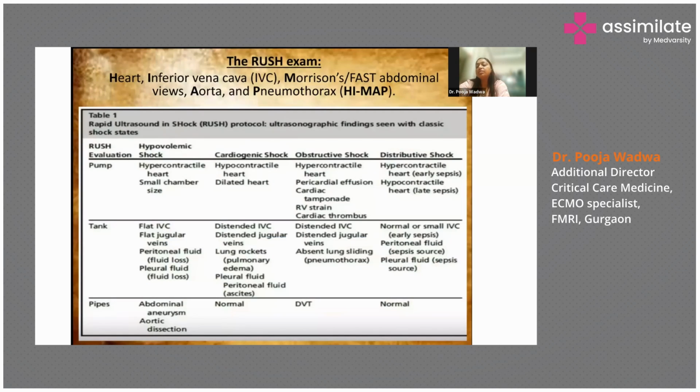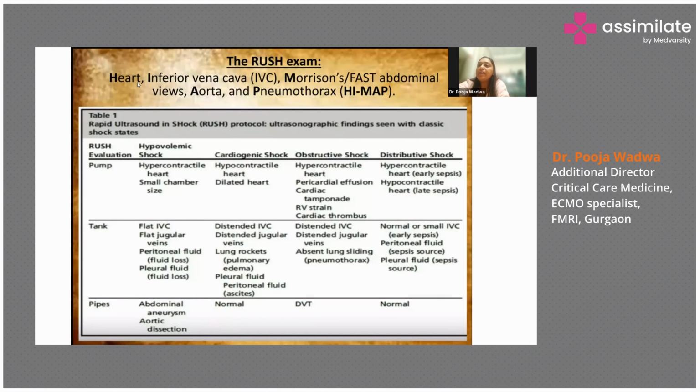Now, please pay attention to this chart. This is a RUSH examination, whose short form is HIMAP, which means you assess heart, IVC, Morrison's pouch or the FAST abdominal ultrasound, aorta, and rule out pneumothorax. Now, how do you do this?